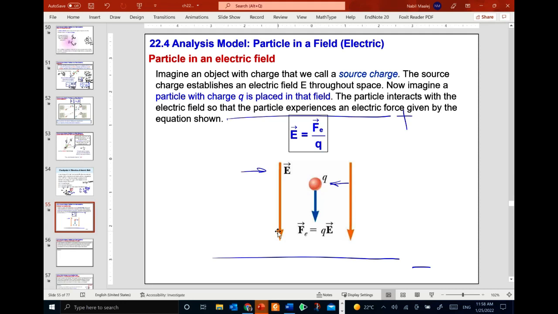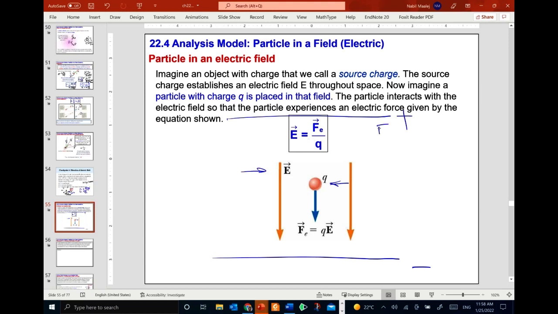If you bring a charge Q, unfortunately we called it Q, we should have called it Q0 to make sure that you do not confuse it, but let's call it Q. It will experience a force. The force that it will experience is given by this equation.